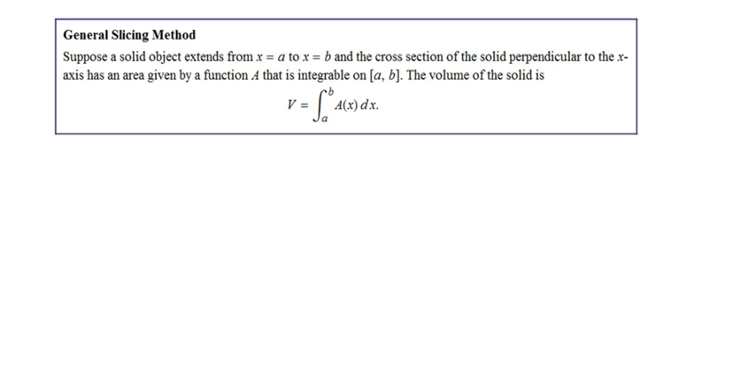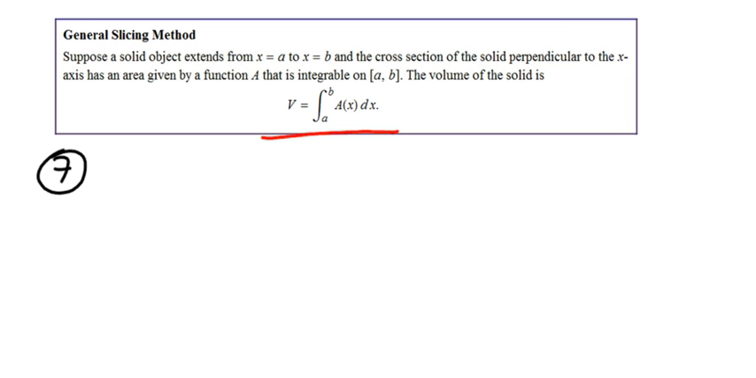Suppose a solid goes from A to B. We take the cross section of the solid perpendicular to the x-axis, with a given area function that is integrable. Then we say the volume of the solid is the integration from A to B of the area. So for example, let's do number 7.